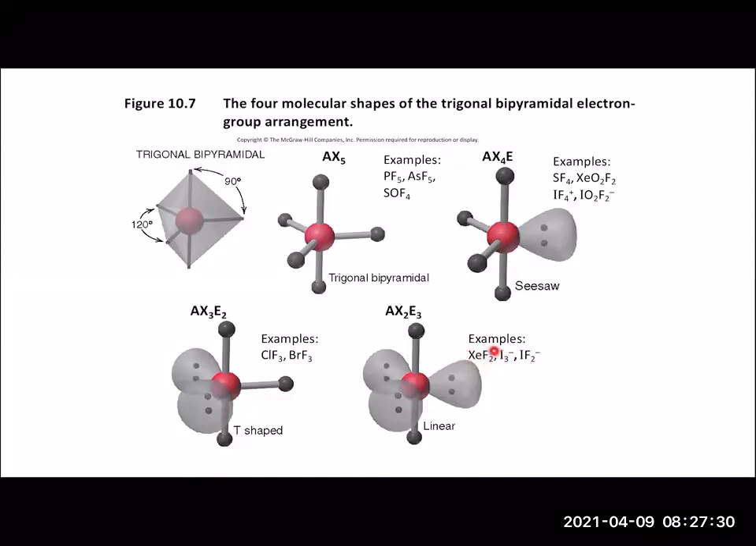Other ones, if I have just 2 atoms attached to it, it ends up being linear. And then I have 3 lone pairs around the central atom. That could be XeF2, I3 minus, IF2 minus. You can see we're getting into the more exotic, interesting configurations when we get to our expanded octets here.